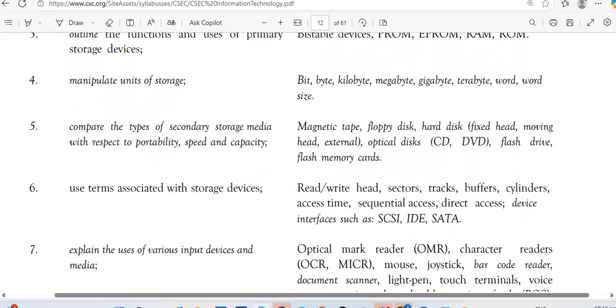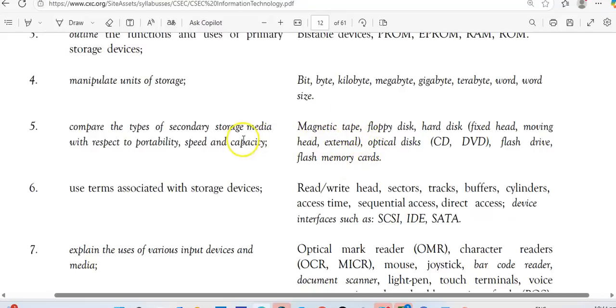Compare the types of secondary storage media with respect to portability, speed, and capacity. Now, the different types of secondary storage media are magnetic tape, floppy disks, hard drive, optical disks, flash drive, and flash memory cards. So if you're asked about secondary storage media, these are the examples that you are going to write.